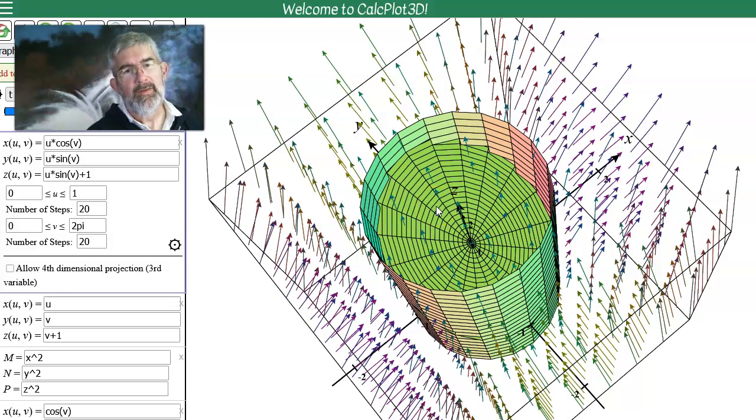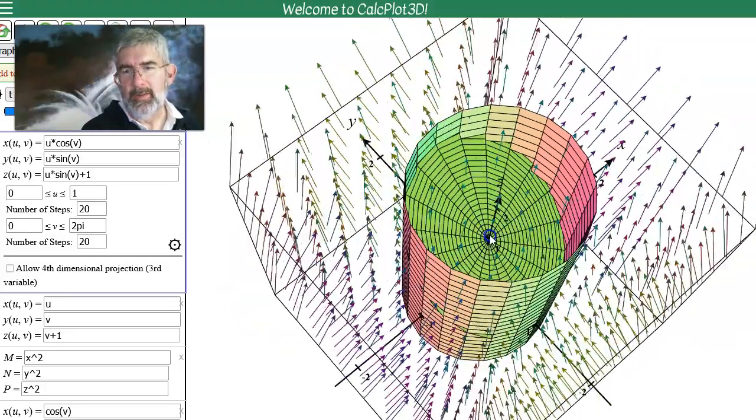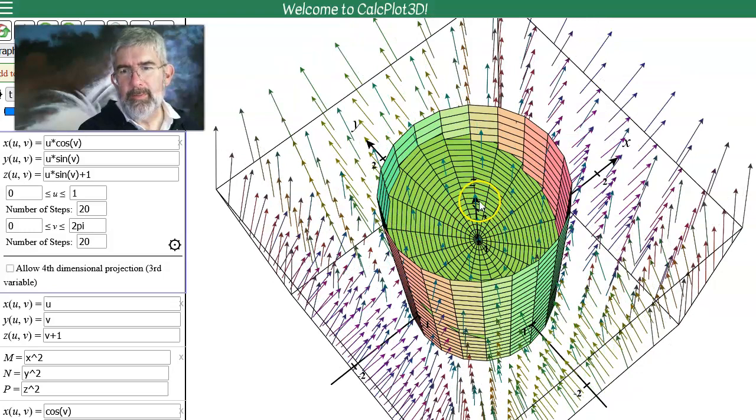Right? So in the UV plane, this is a rectangular region. It's being mapped into this circle here in the X, well, I guess it's an ellipse, circle with respect to X and Y, and then tilted with respect to Z, right? So that's the surface I'm going to integrate over.